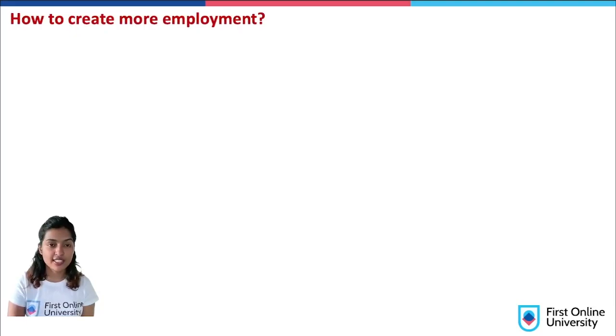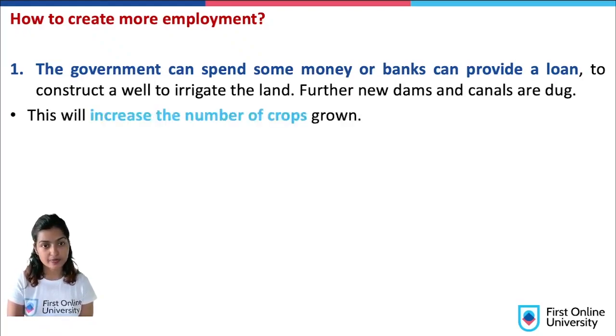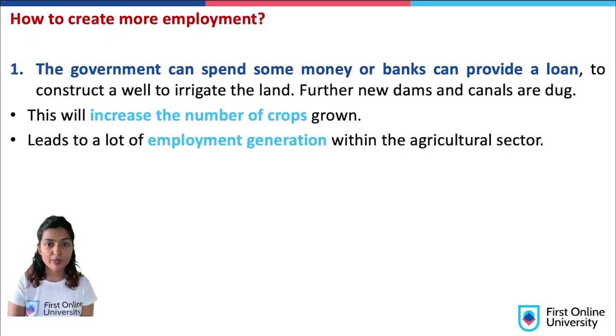So after we've seen this scenario of underemployment, how do you think we can create more employment? First, the government can spend some money or banks can provide a loan to construct a well to irrigate the land. This is specific to the case of Lakshmi. Further, dams and canals can be dug. Due to the irrigation, it will increase the number of crops and lead to a lot of employment generation within the agricultural sector, because many people will be employed to build the dam.